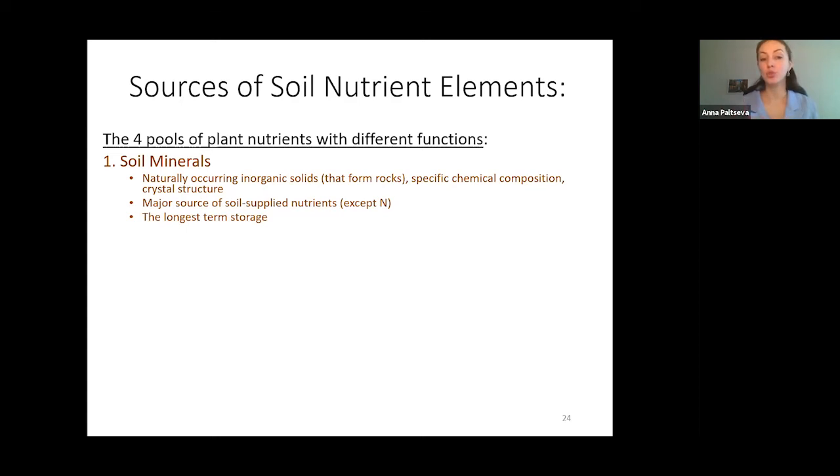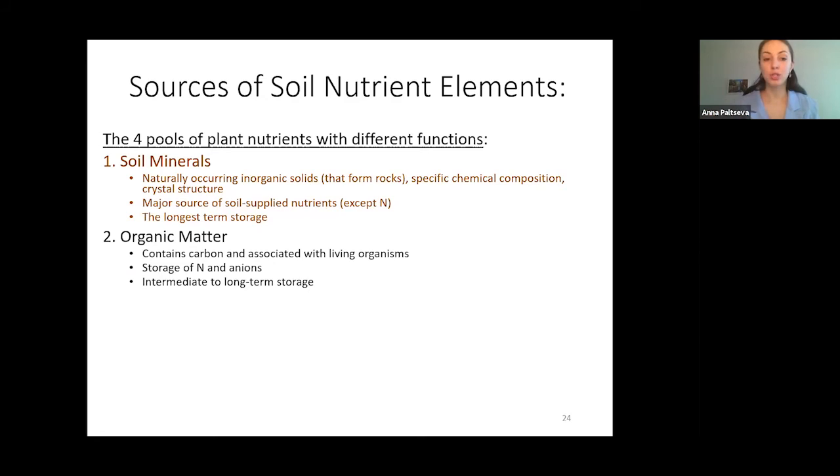Soil minerals are a major source of soil-supplied nutrients, and it's the longer-term storage, meaning that rocks and minerals will take a really long time, years, hundreds of years, even thousands of years, to break down and release those nutrients. But it's the largest and the longest-term storage pool of nutrients.